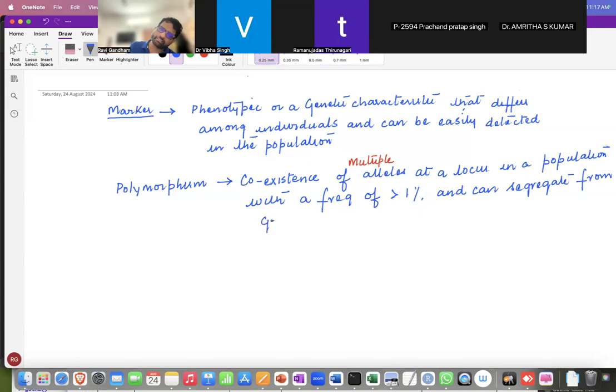Very easy, right? Nothing to mug up in this. Coexistence of multiple alleles at a locus in a population. At a particular locus, if you are looking at this coexistence with a frequency of greater than 1%. You call it a polymorphism only if you have the frequency greater than 1% and can segregate from generation to generation.